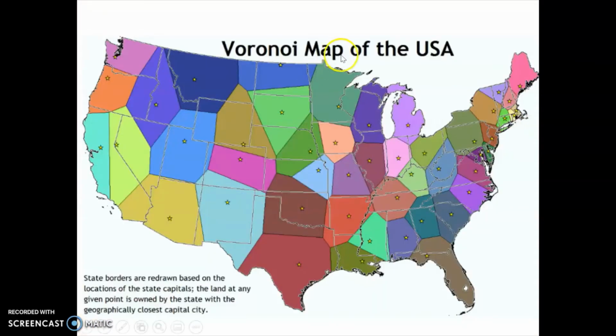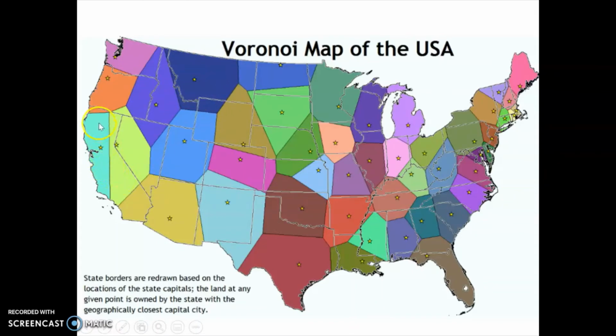Well, here's a map of the United States redrawn. And now you can see the zones are drawn as a Voronoi diagram. This Voronoi diagram is developed to make the state boundaries change so that no place in the state is farther from its own capital. It is drawn so that within a state, the closest capital is its own capital.